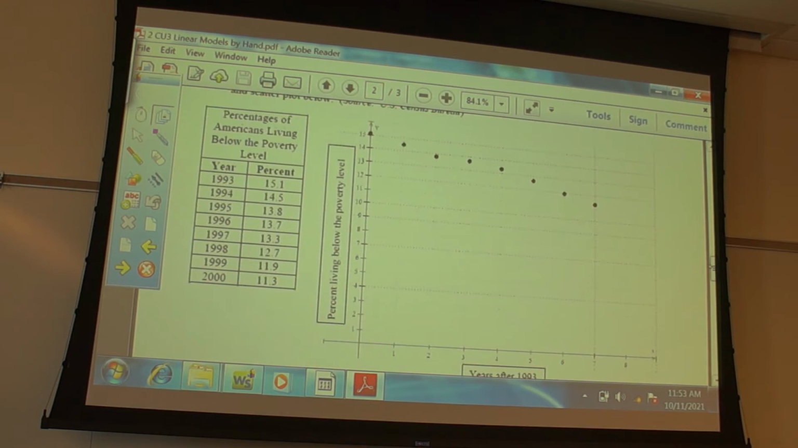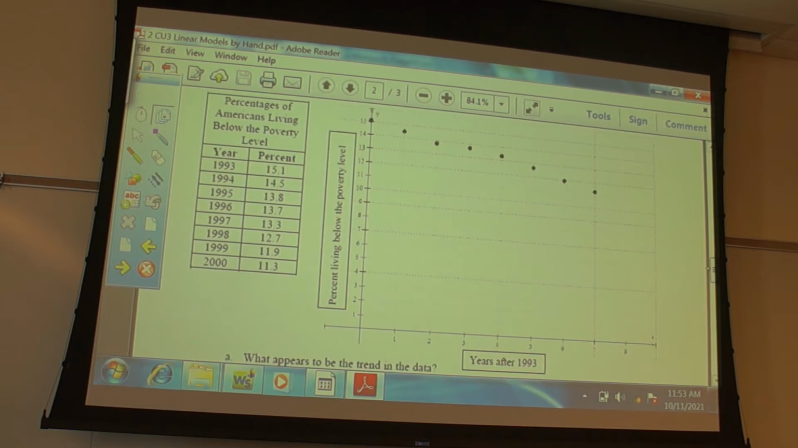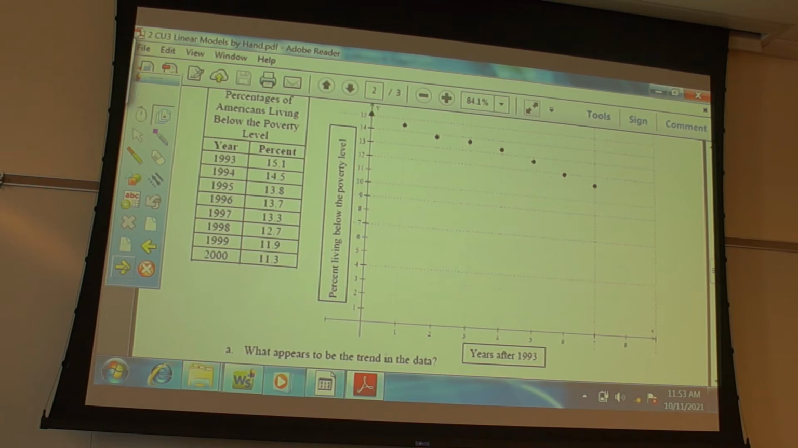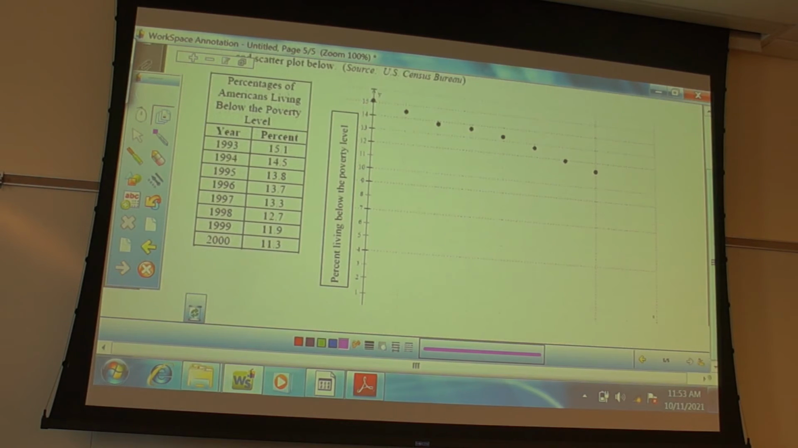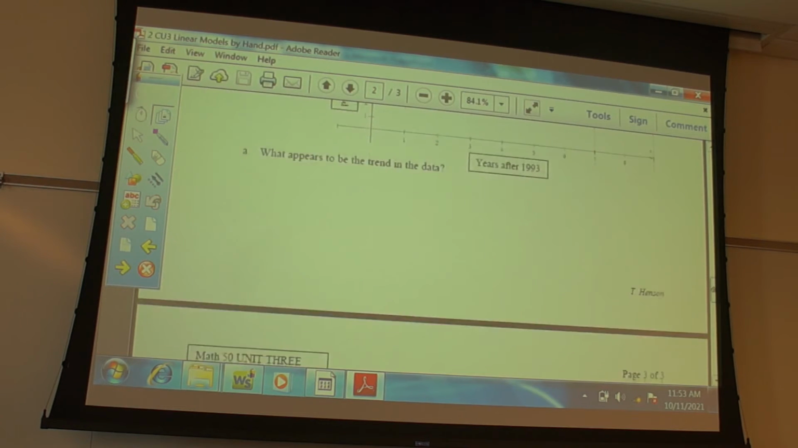What is the trend? Upwards, downwards? Downwards. Right, so it trends downwards. Trends down. Words. Okay? Now we're going to flip the page.